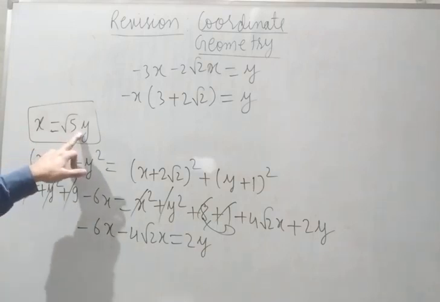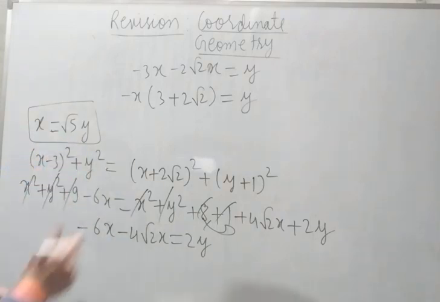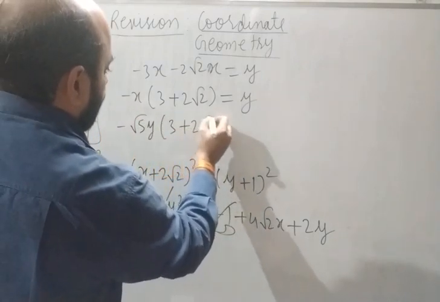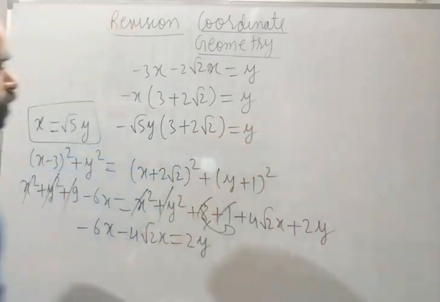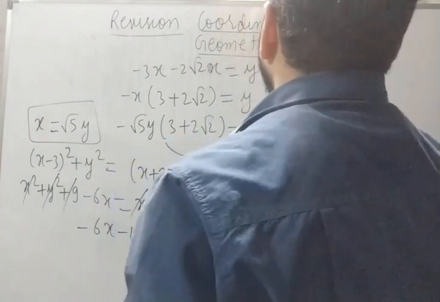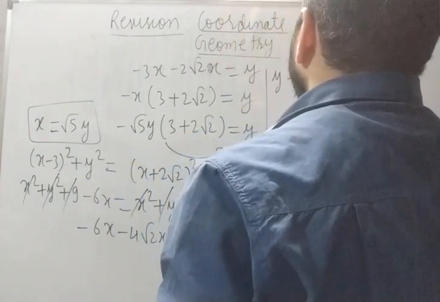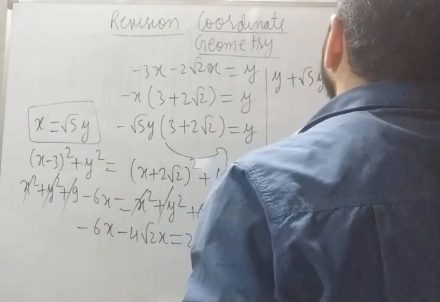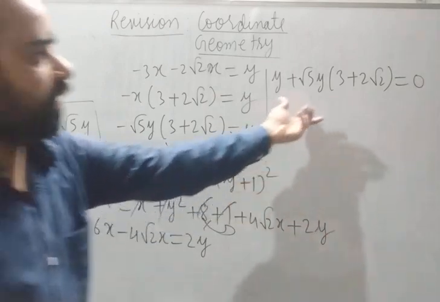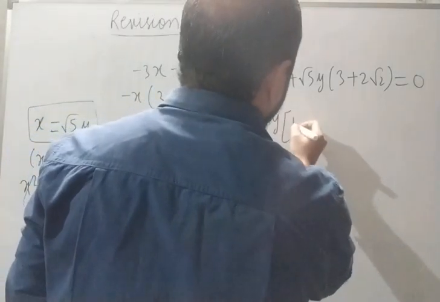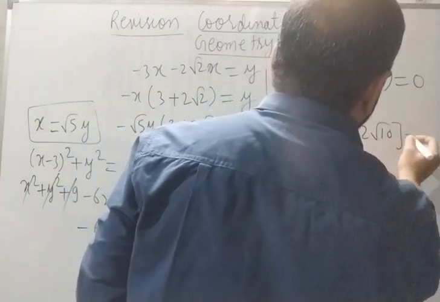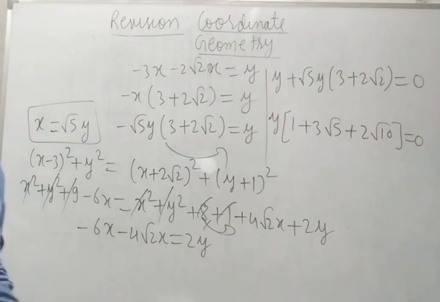Now from the first equation we can substitute x is equal to root 5y. So here we can substitute root 5y. Clear? Now transpose, suppose this is transposed, then what is left? y plus root 5y and 3 plus 2 root 2 is equal to 0. That will come. This is transposed. Again y is common throughout. So what is left? 1 plus 3 root 5 plus 2 root 10. This is left. Correct? Clear?